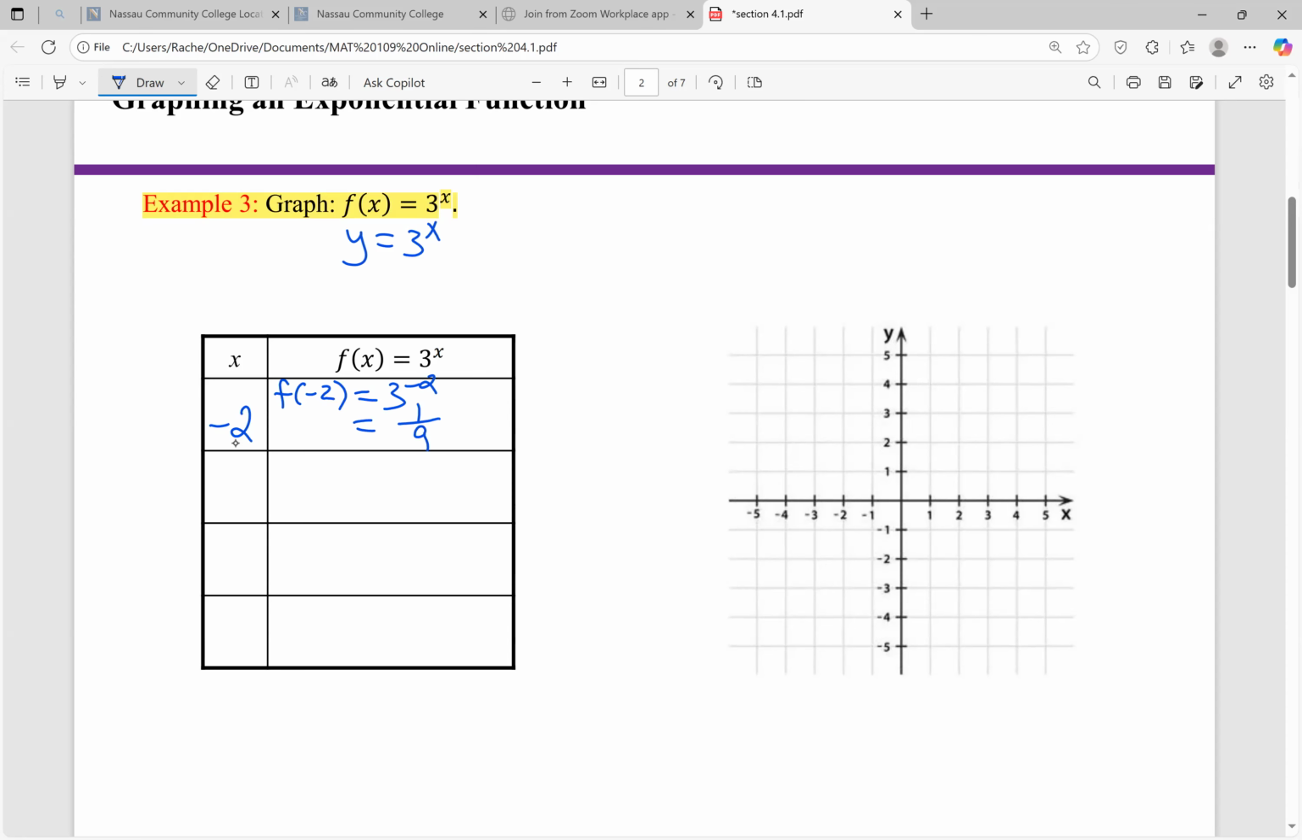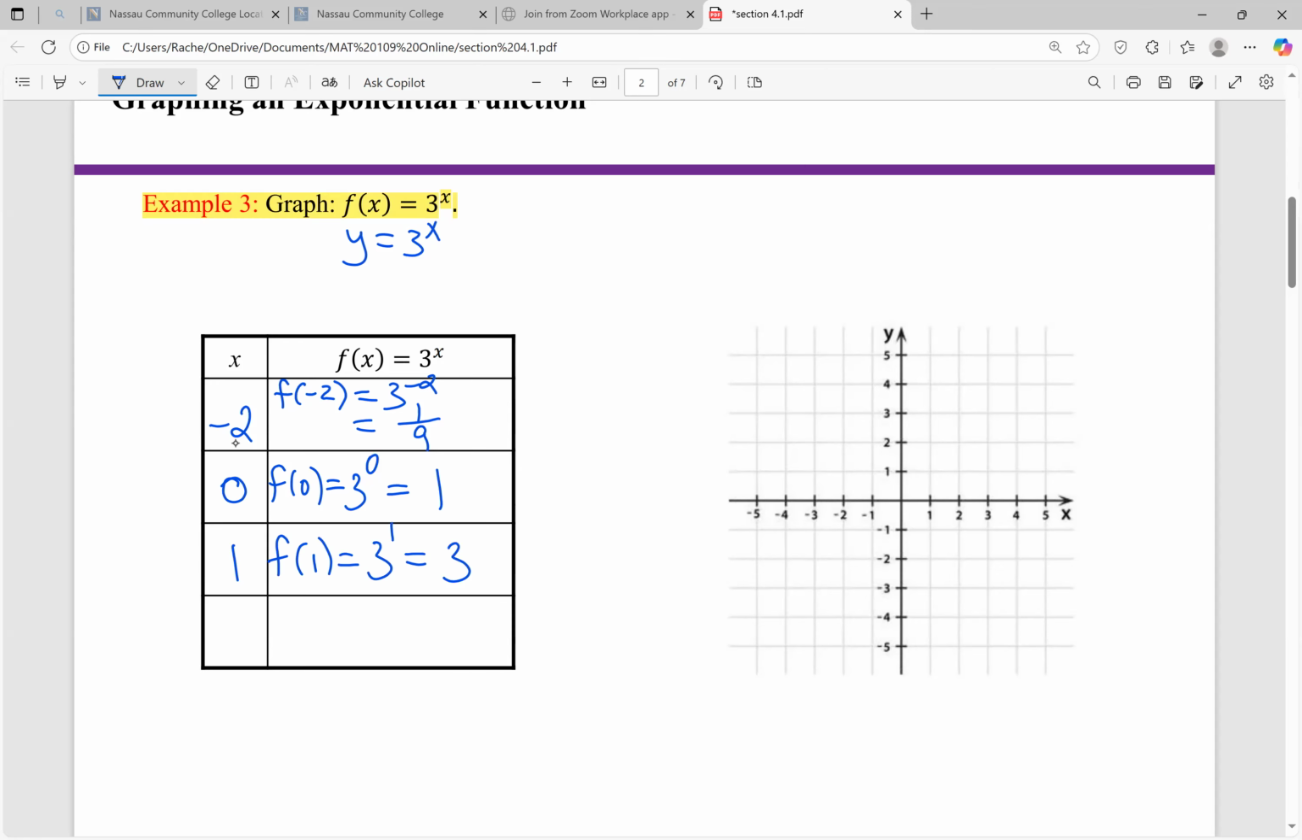Now, why don't we pick 0? What if x was 0? Then f of 0 would be equal to 3 to the 0. Remember, anything to the 0 power is 1. What if x was 1? Then f of 1 would be equal to 3 to the first power, which is 3.